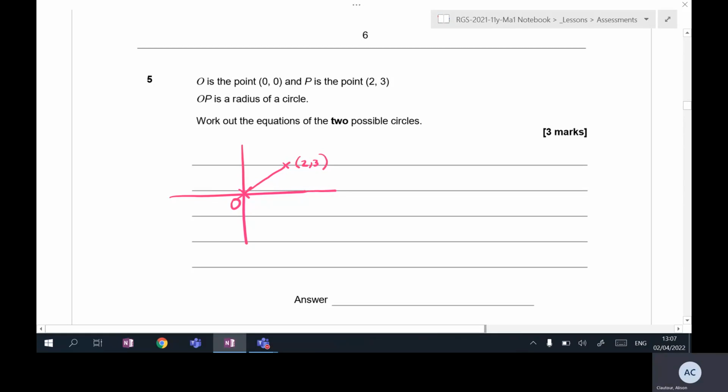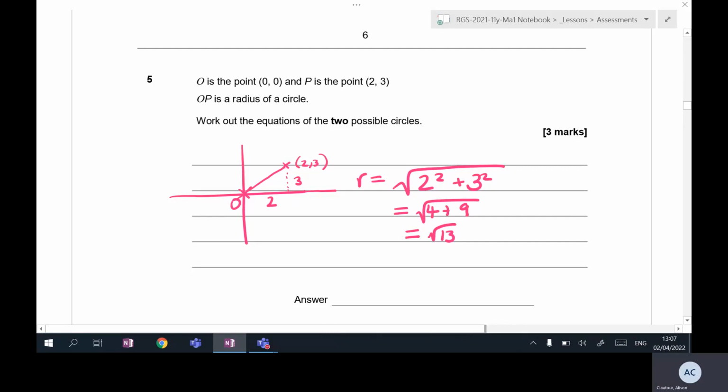To start with, both of them are going to need the radius. So if this is the radius, we need to work out the distance between these points. Remember to use Pythagoras. This side of the triangle will be 2, this side of the triangle will be 3. So if you use Pythagoras, that gives us root 13. So we know the radius is root 13.